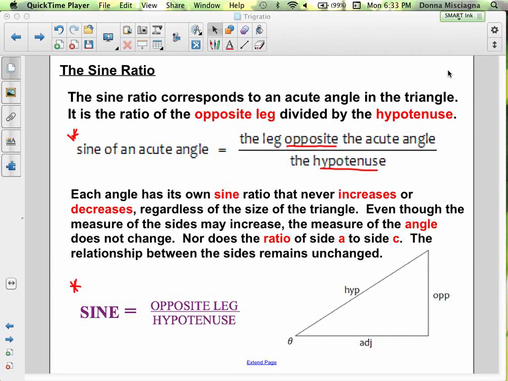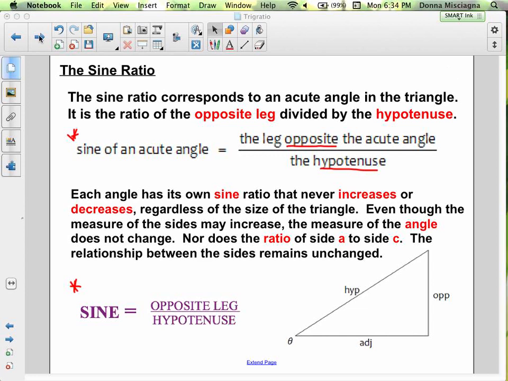Each angle has its own sine ratio that never increases or decreases, regardless of the size of the triangle. Same thing, by the way, with our cosine ratio and our tangent ratio. Even though the measure of the sides may increase, the measure of the angle does not change, nor does the ratio of side A to side C. The relationship between the sides remains unchanged. Right? So here we have the sine is the opposite over the hypotenuse. Right? Our last trig ratio.